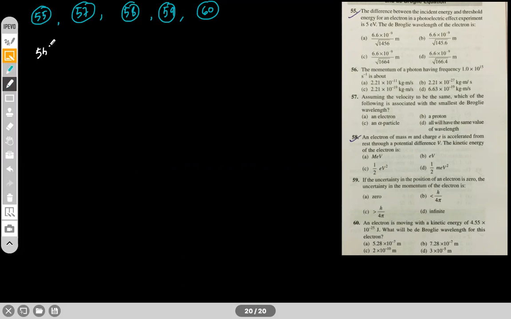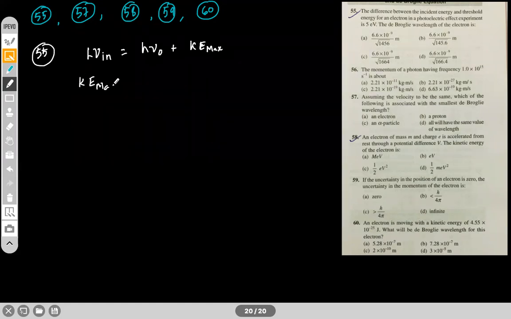So question number 55, you see, the difference between the incident energy and threshold energy is given. So we know h nu in is equal to h nu naught plus KE max. So this KE max we can find out. It is h nu in minus h nu naught, and that value is given as 5 electron volt. That is 5 into 1.6 into 10 to the power minus 19 joule, right?